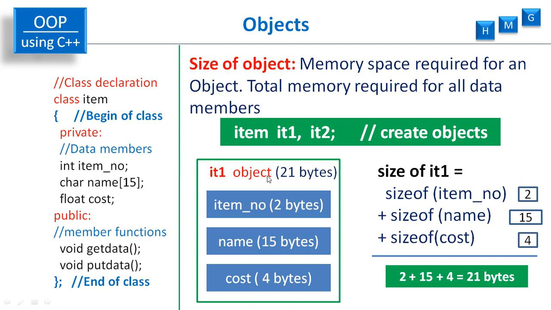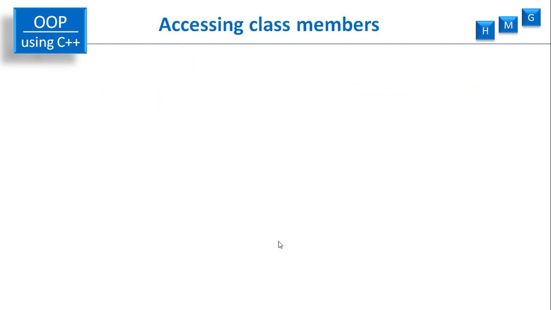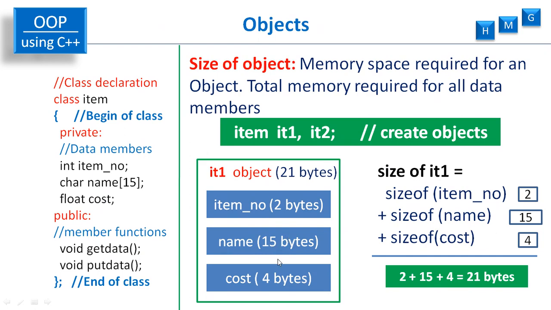How does this 21 come? It is nothing but the total of all these three: 2 bytes for item number, 15 bytes for name, plus 4 bytes for cost. So 2 plus 15 plus 4, total 21 bytes. In this way you can calculate or find out the size of an object, that is, the memory space occupied by that object in the computer's memory, which is nothing but the total of the memory space allocated for individual variables or data members.